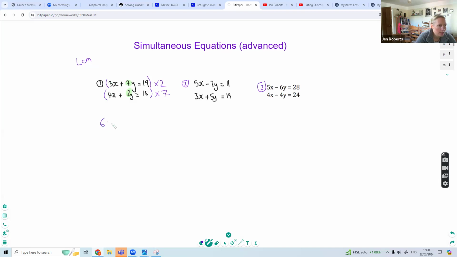So 6x add 14y equals 38. So I've multiplied the entire top equation by 2. 28x add 14y and 18 times 7 is 126. Then you need to make the decision, do I add these equations or do I subtract them? Well, they're both a plus, so I'm going to subtract them.